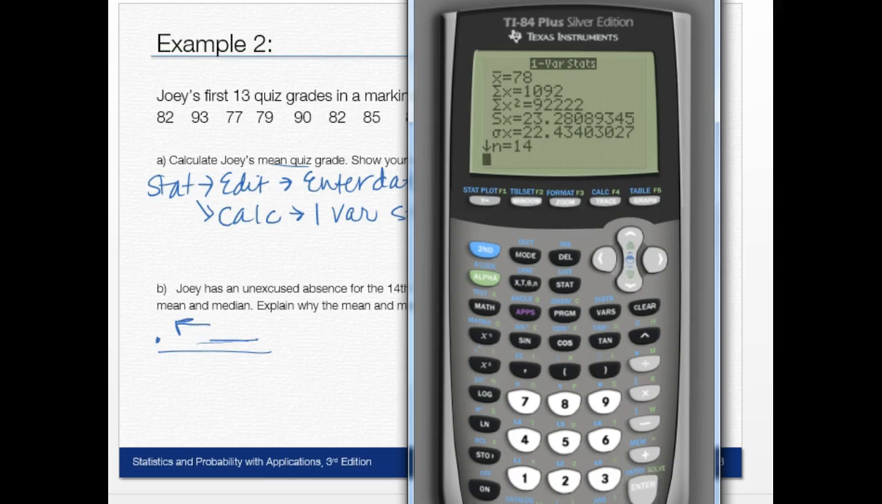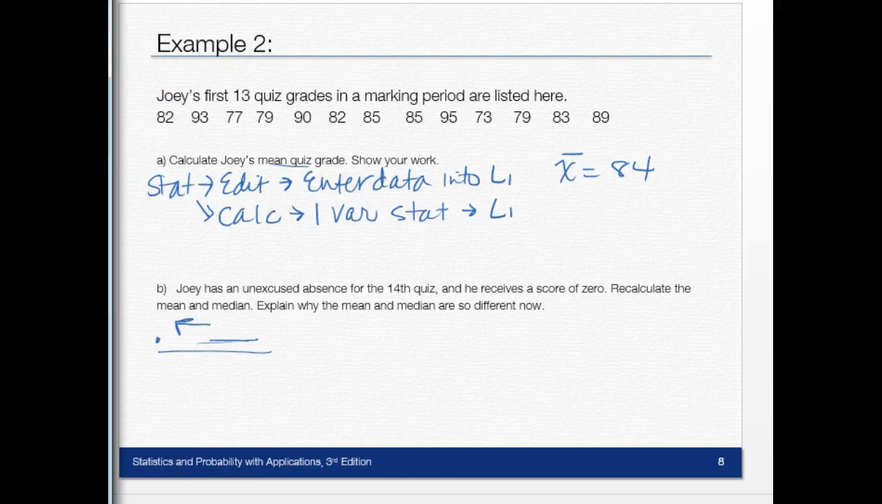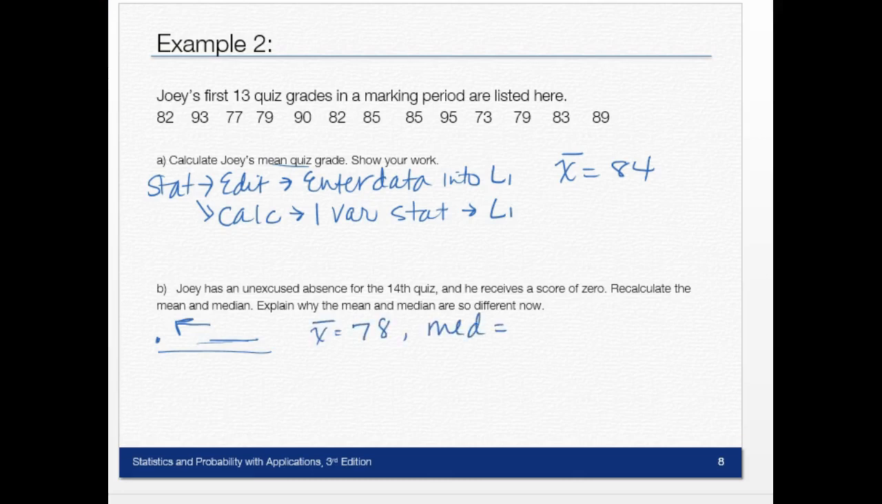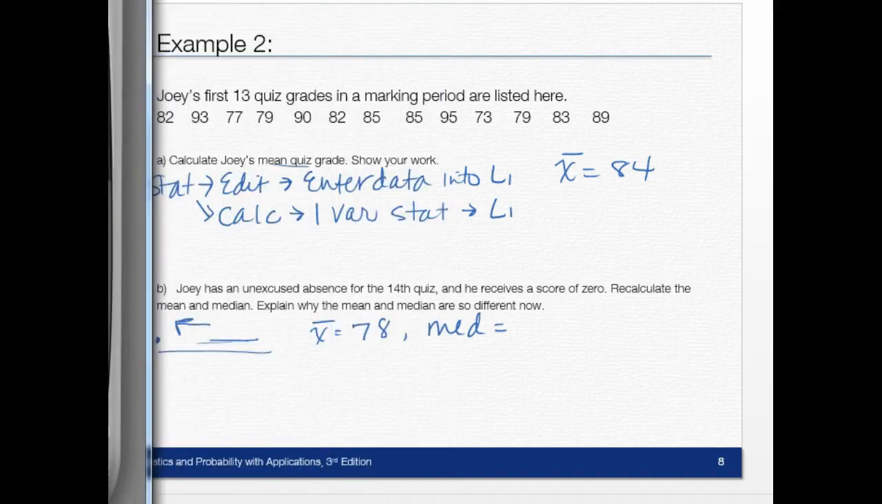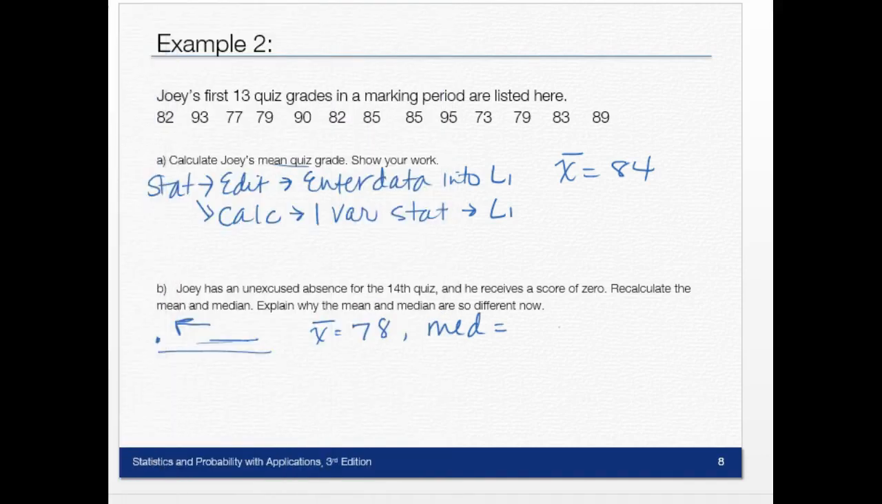Look what happened to my mean. It went all the way down to 78. It is definitely less than what's before. So the new mean is 78, and the new median, see what would happen to our median. Median should stay pretty much the same, which it was 83 before. Look at that, it's 82.5, so it's pretty close. So explain why the mean and the median are so different now.